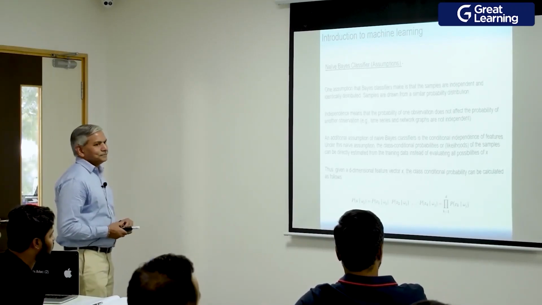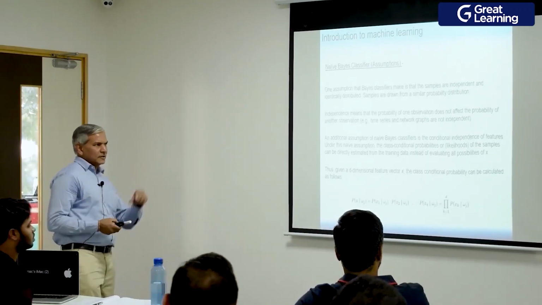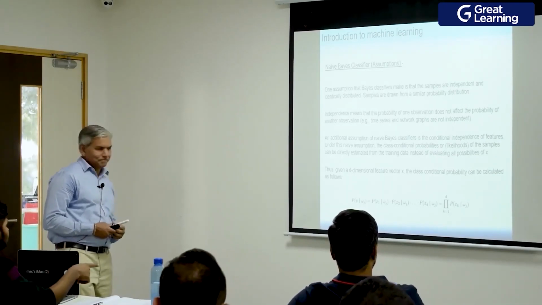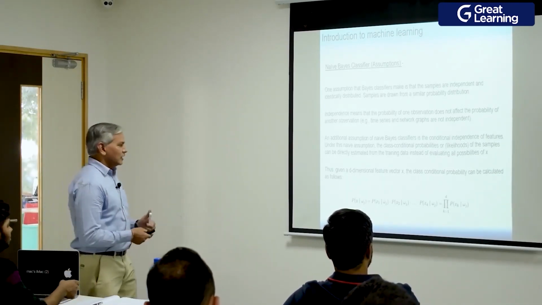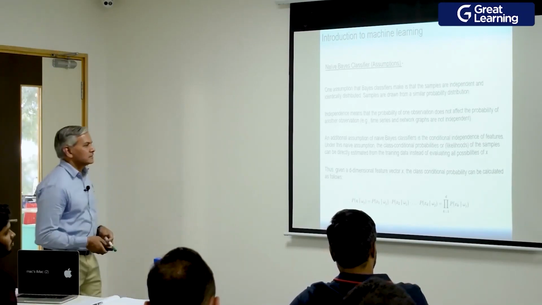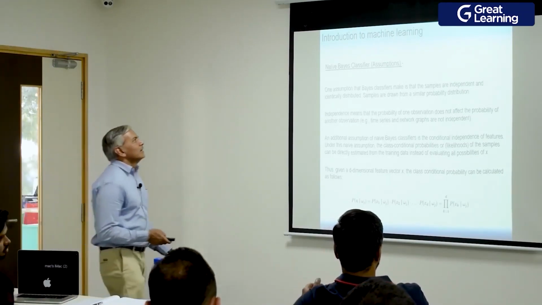The same equation we will repeat for each of the attributes and multiply. W is a class, which class it belongs to.